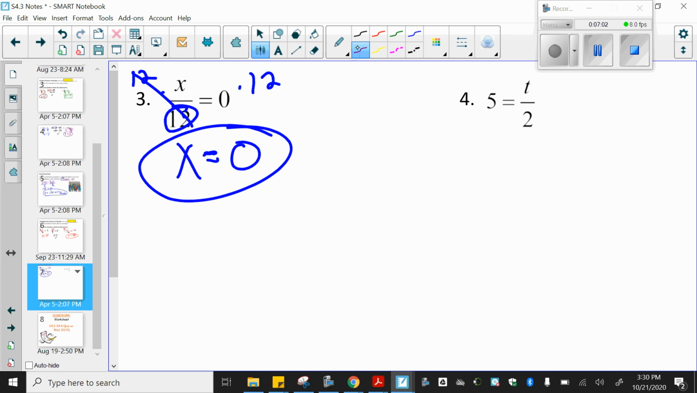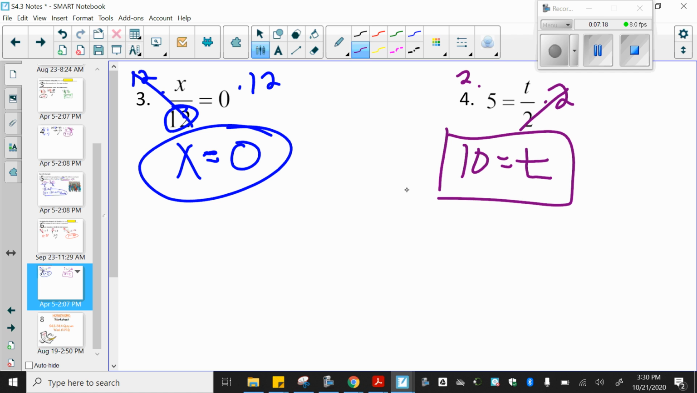And here's our last one. 5 equals t divided by 2. I want to get the letter by itself, so I'm going to deal with this one here and do times 2 and times 2. These cancel to leave t on the right. 2 times 5 makes 10. Our answer is 10 equals t.